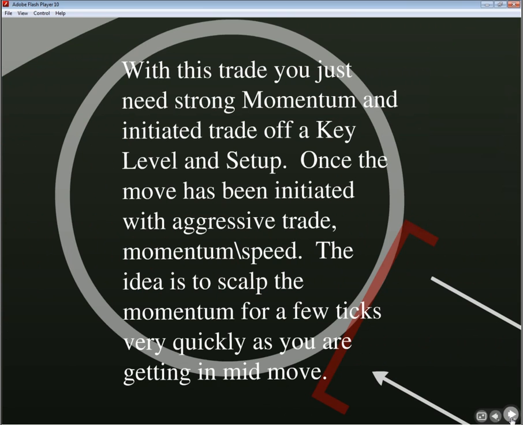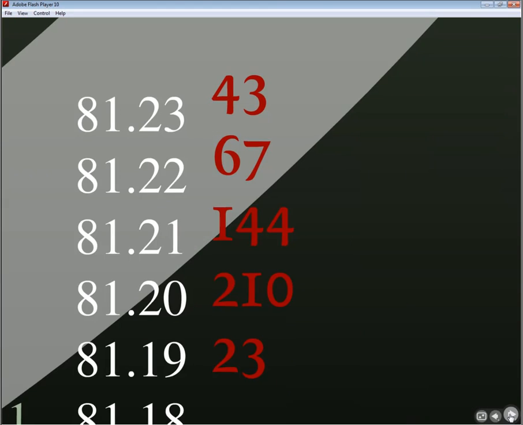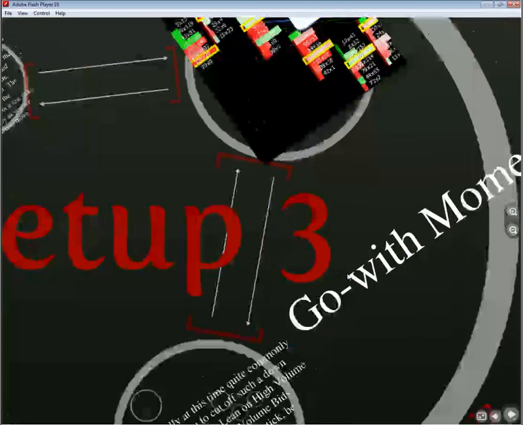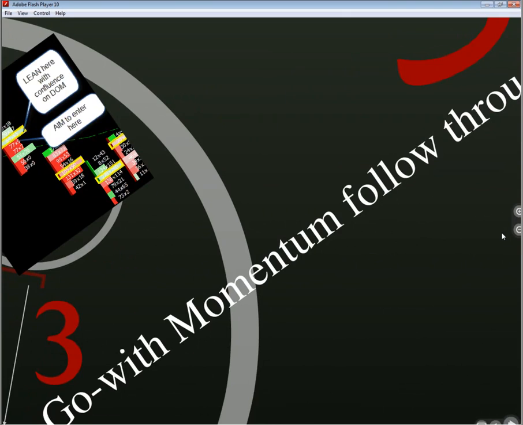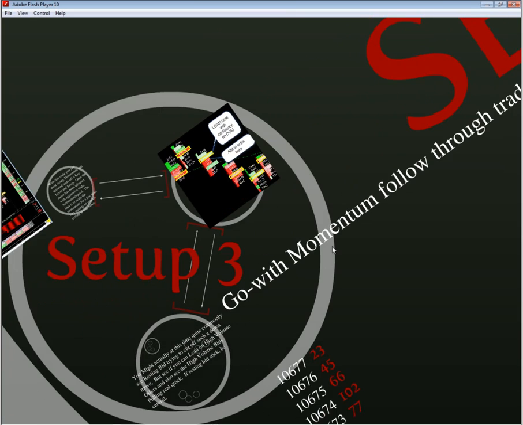Now setup 3 is the go-with-momentum follow-through trade. This is usually, for example, when the market is in a downtrend. I'll show you an example. It's already initiating, and you've just missed the signal, but you still feel it's going. You can actually go with resting offers and resting bids and lean on those to get into the trade.